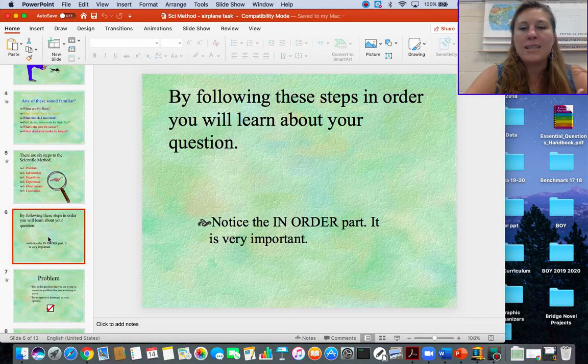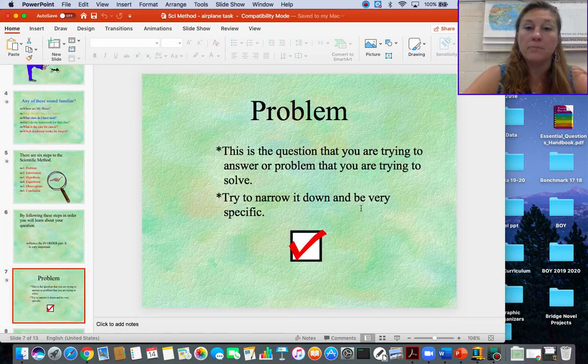By following these steps in order, you'll learn about your question. Notice that it has to be in order. That's very important. Let's start with a problem. This is the question that you're trying to answer or the problem that you're trying to solve. Try to narrow it down. Be very specific. If you have a big problem, try to take it into smaller pieces, smaller chunks.